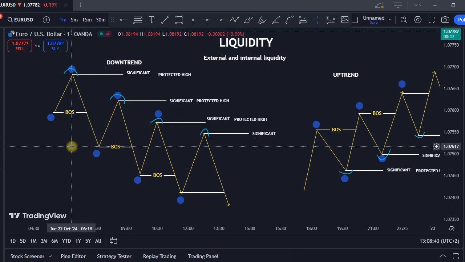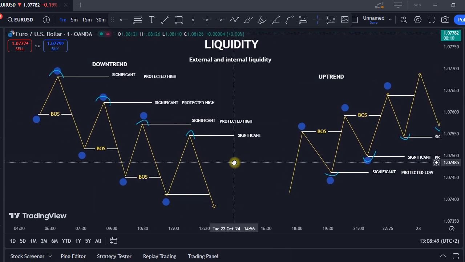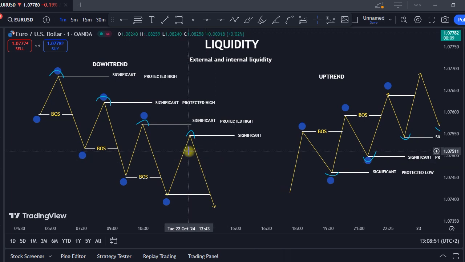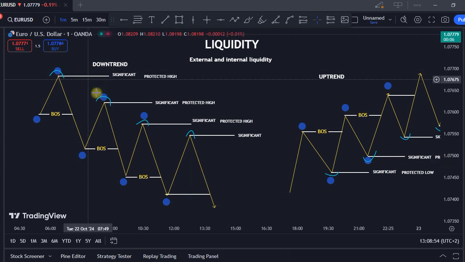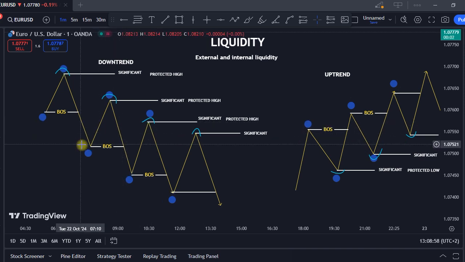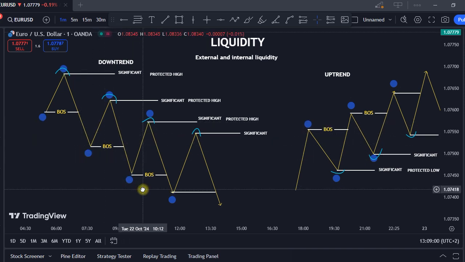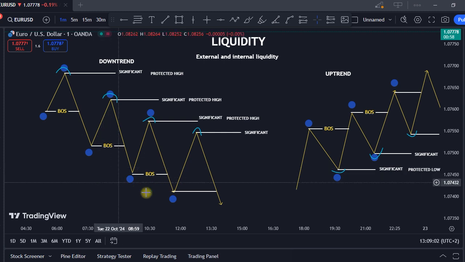Internal liquidity is going to be resting on the lows or the highs depending on the structure. Now since we said on a downward trend the highs are significant, it simply means that the lows are not that significant, hence they are always being taken out.